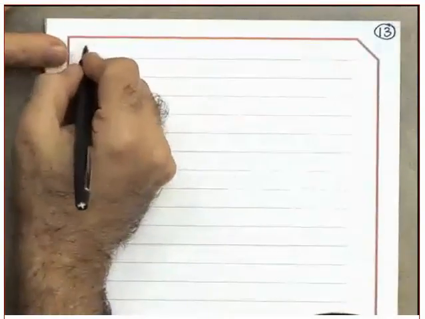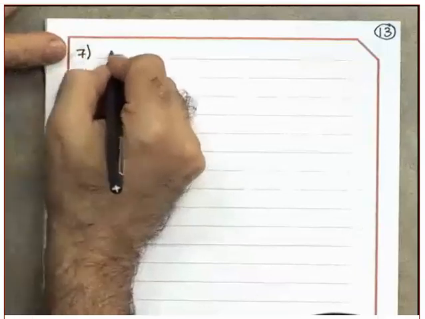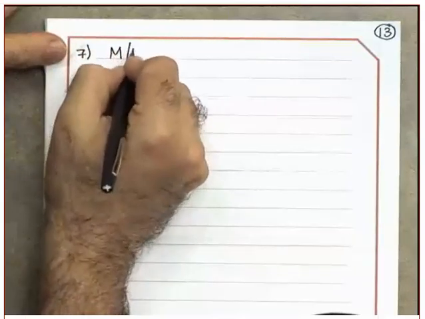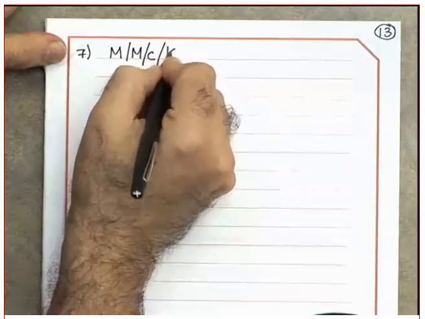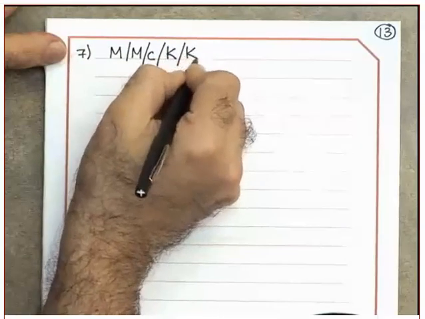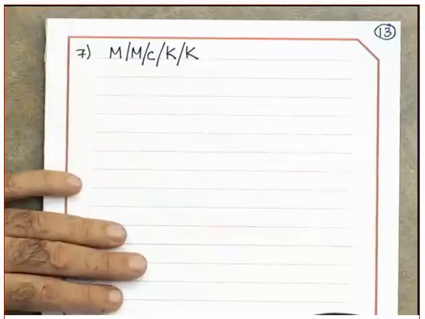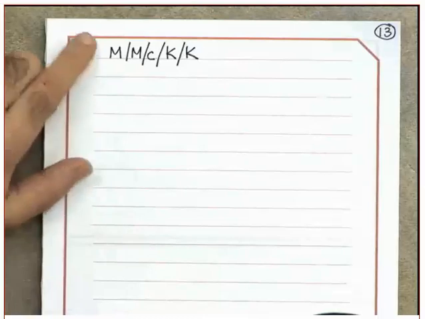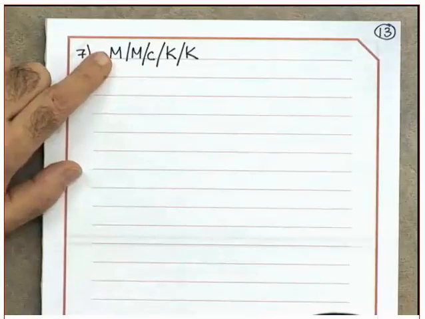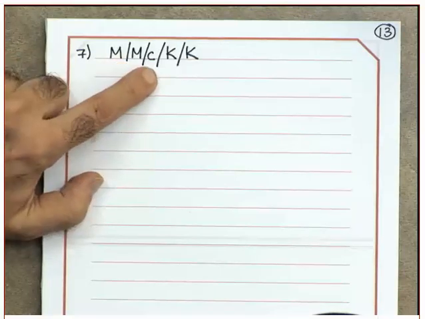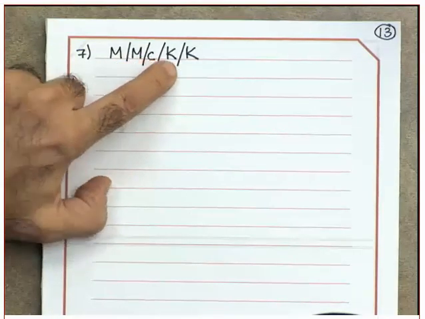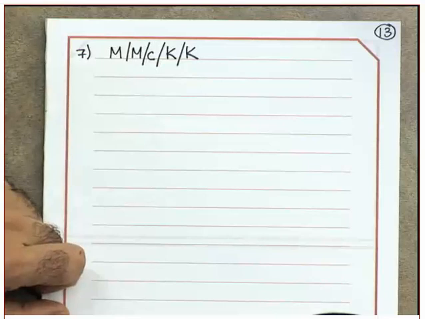Okay. How about this one? What number? 7. How about this one? M/M/C/K/K. Arrival is Poisson, service is exponential, C repairmen. Question: could the number of repairmen be more than the number of machines?